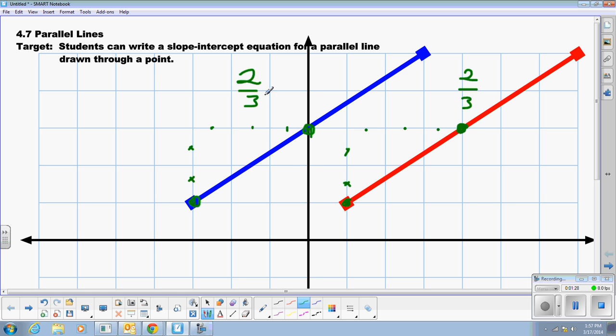If two lines are moving at the same speed, up 2 over 3, and they start in a different place, they will never touch. And therefore, they are deemed to be parallel. So these are two parallel lines. Parallel lines have the same slope. You might want to write that down. Parallel lines have the same slope. So this would be a good thing to write down.